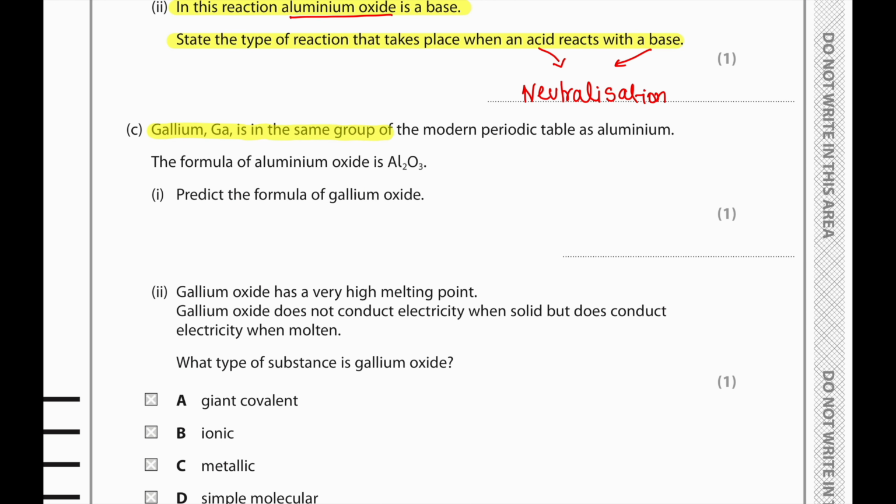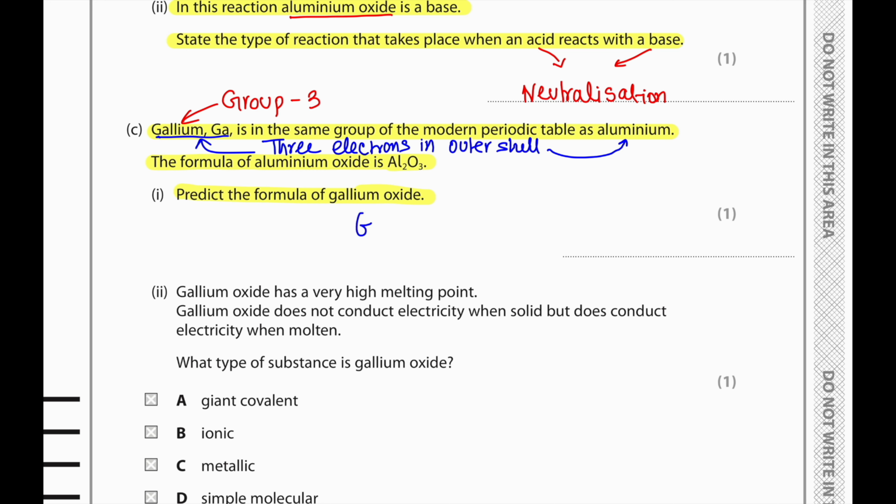Gallium is in the same group of the modern periodic table as aluminium. So gallium is also in group 3. All group 3 elements have 3 electrons in the outer shell. So gallium also has 3 electrons in the outer shell, same as aluminium. The formula of aluminium oxide is Al2O3. Predict the formula of gallium oxide. So since aluminium oxide is Al2O3, gallium oxide will be Ga2O3.